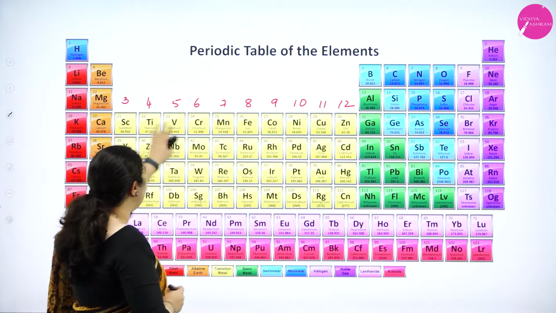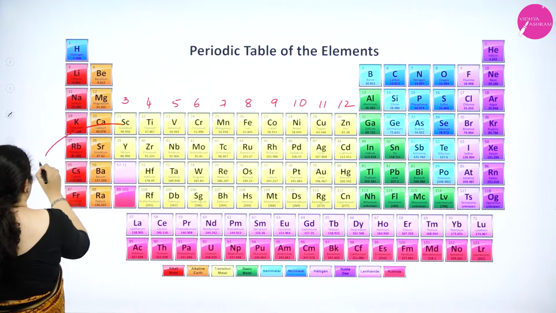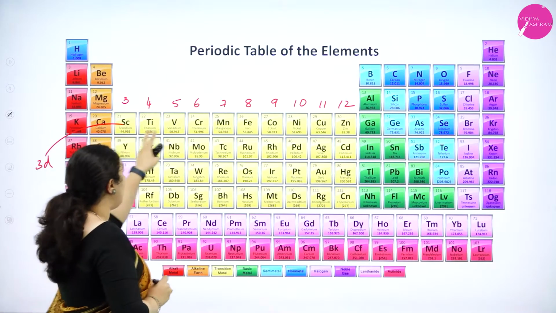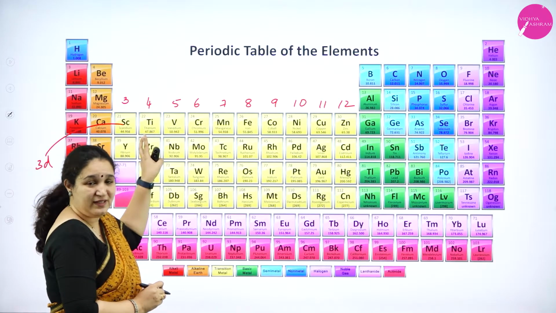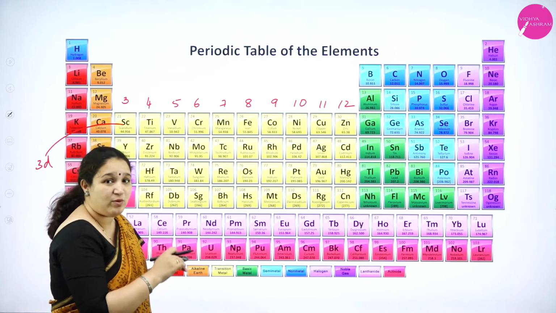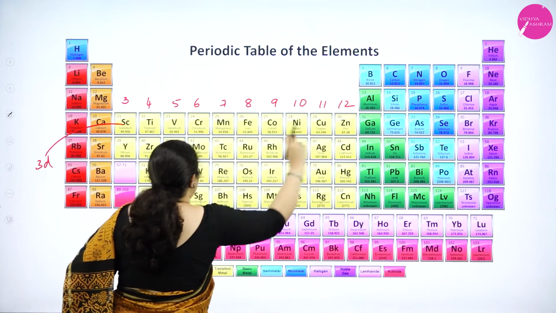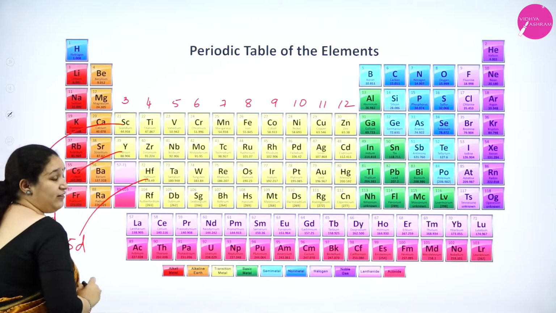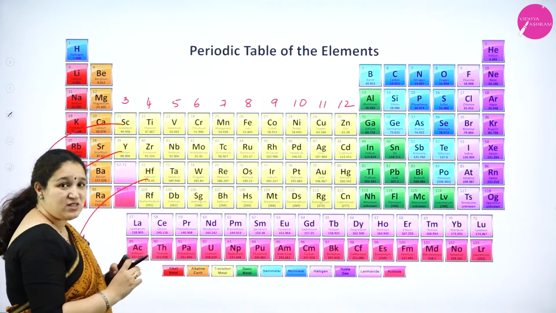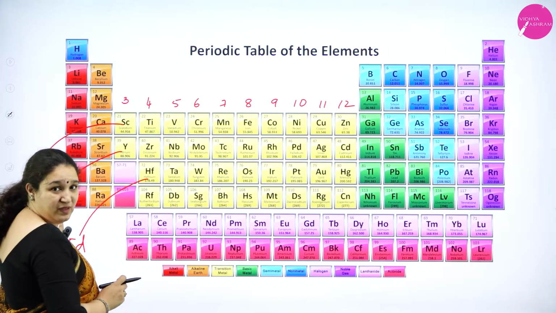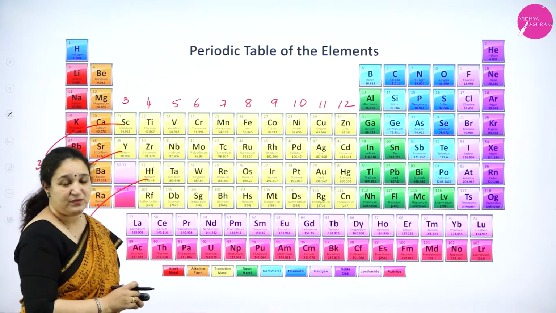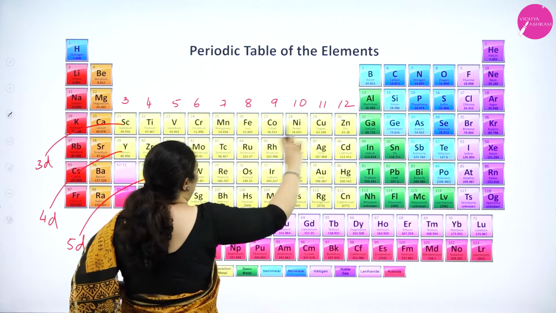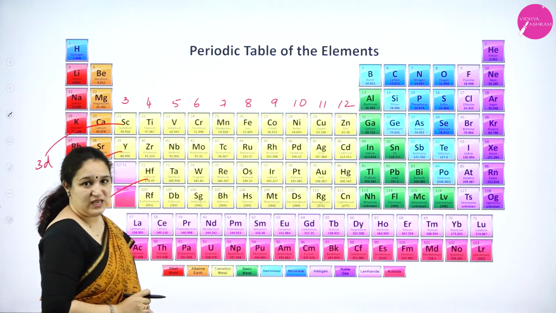The first series we call the 3D transition series or 3D series, because here the 3D orbitals are getting filled. The electrons are filling into the 3D orbital. These 10 elements are called the 4D series and this is called the 5D series, because the electrons are filling here in the 4D orbital, here in the 5D orbital. So we have each series in name. This is one series. This is the second. This is the third transition series.